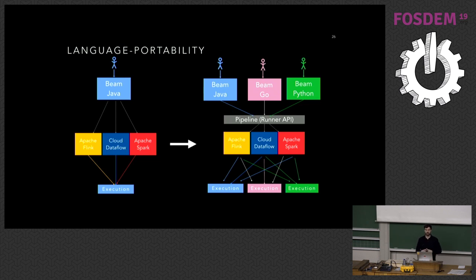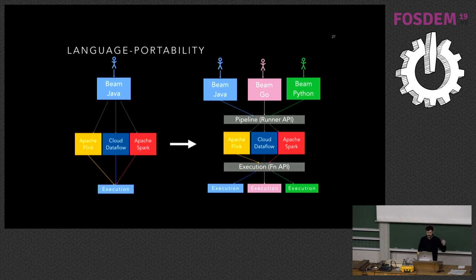So what we did is we introduced the runner API, which takes the pipeline from the SDK and transforms it into a language agnostic format. It's called the runner API. It's based on protobuf, but that doesn't really matter. It's just a format that is consistent across languages.